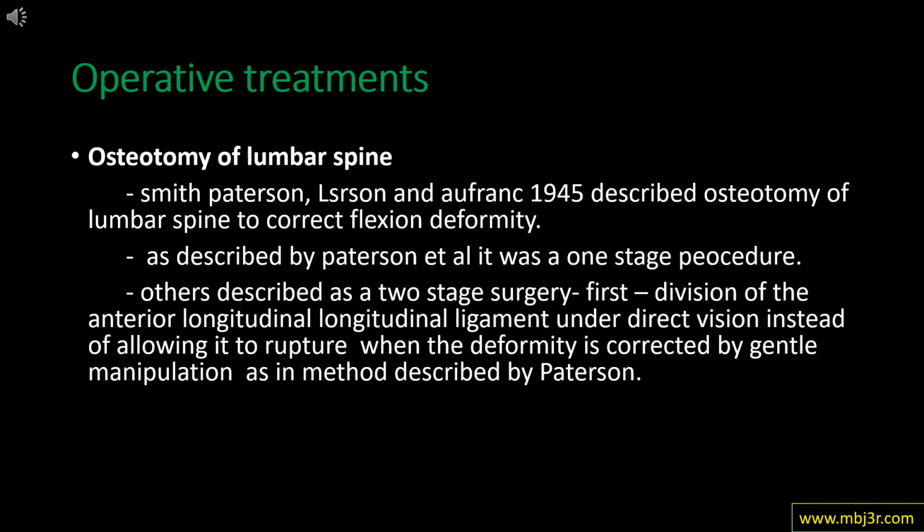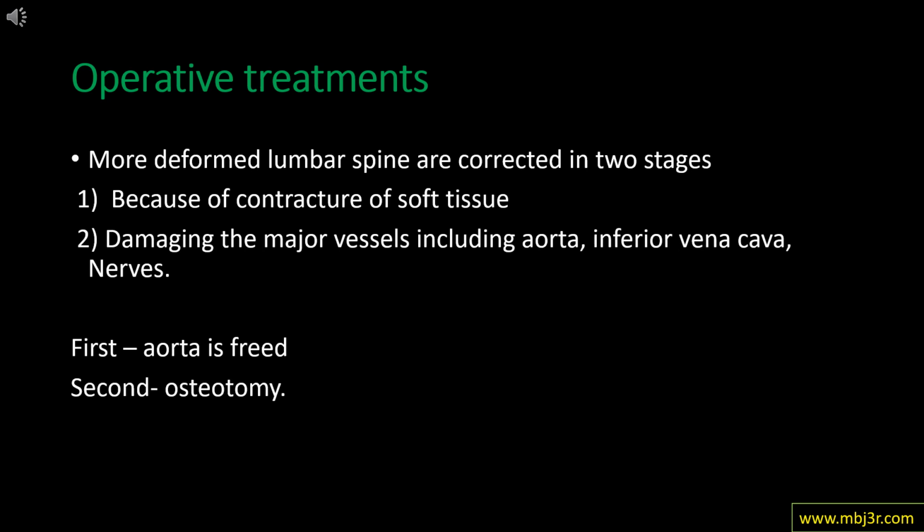First, division of the anterior longitudinal ligament under direct vision instead of allowing it to rupture, when the deformity is corrected by gentle manipulation as in the method described by Patterson. The more deformed lumbar spines are corrected in two stages because of the contractures of the soft tissues and the risk of damaging the vessels including the aorta, inferior vena cava, and nerves. First the aorta is freed, then osteotomy is done.